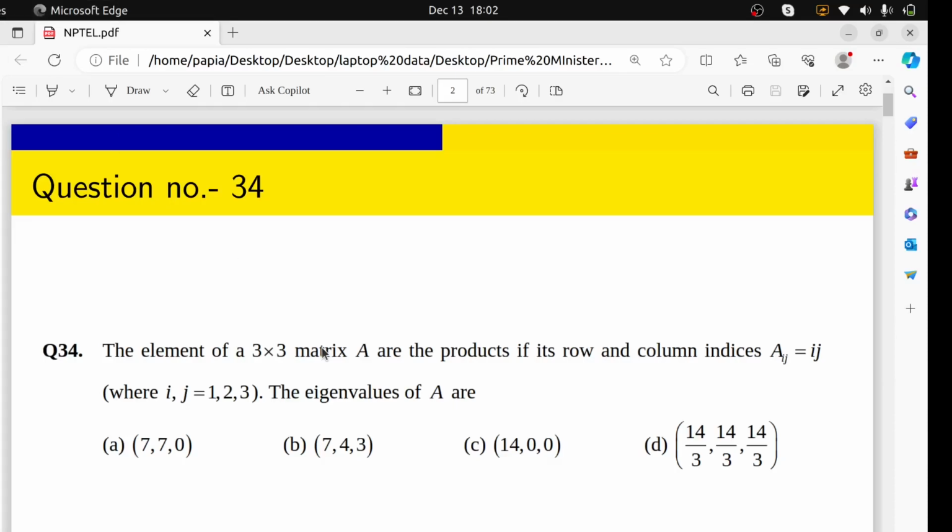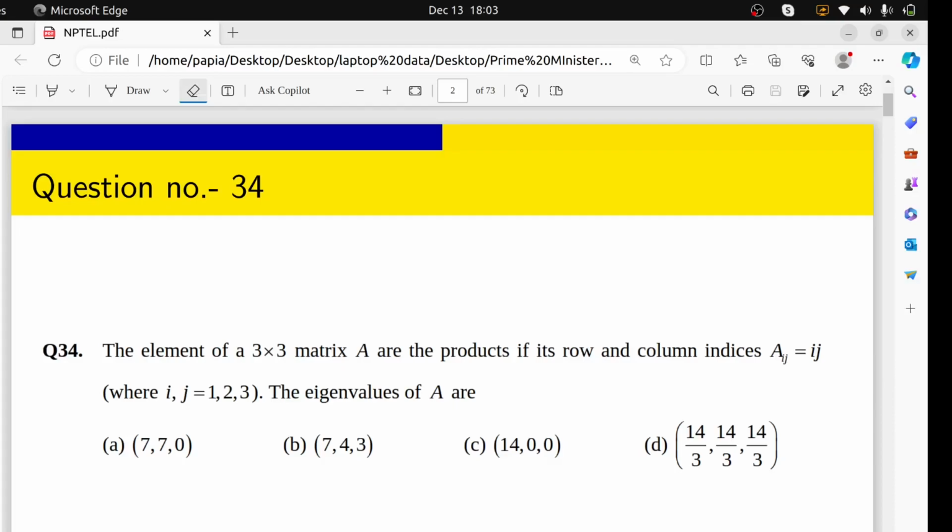So the first question is: the elements of a 3x3 matrix A are the products of its row and column indices, Aij equals ij, where i and j stand for 1, 2, 3. The eigenvalues of A are how much? You can see the question number, this is 34, part B. So what will be the answer for that? Let me write something.